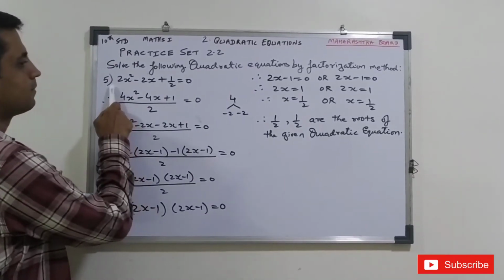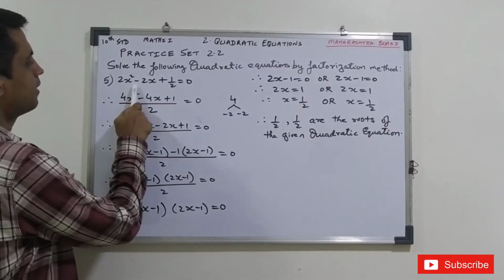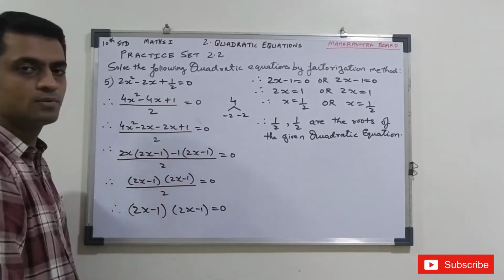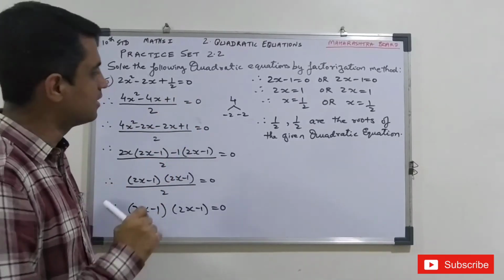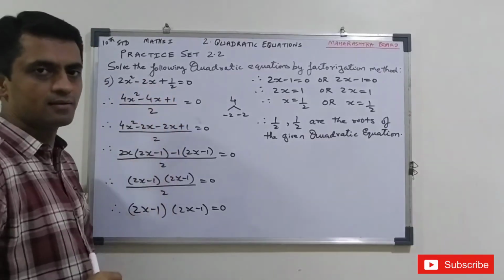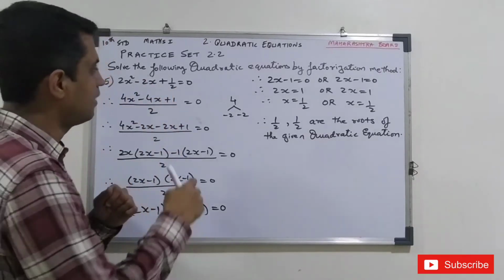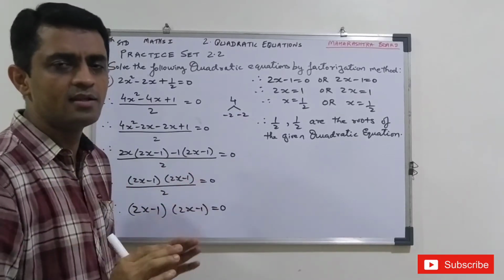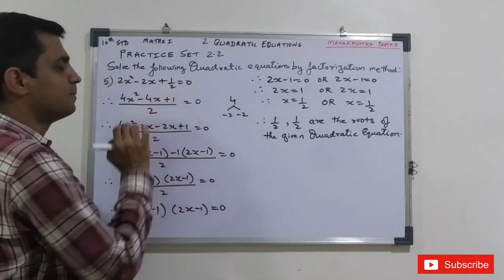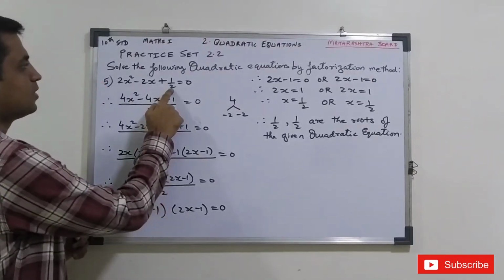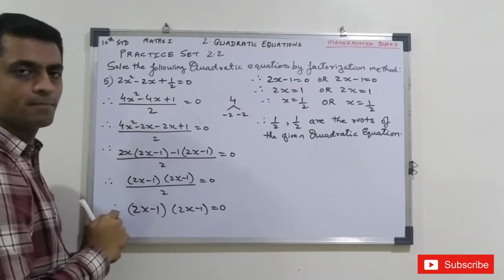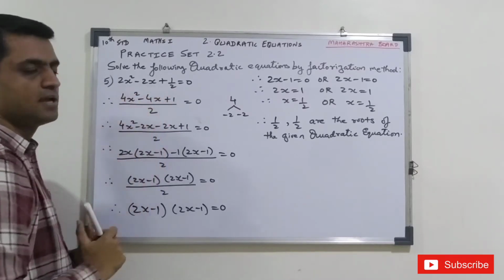Fifth sum: 2x square minus 2x plus 1 upon 2 is equal to 0. Now what is the difference here? A fraction is there. The student gets afraid if a fraction is there, how to solve. No need of taking any stress here. Very simple. We will take 2 as an LCM here. Here 2 is not there if you see. So we will take 2 as an LCM.